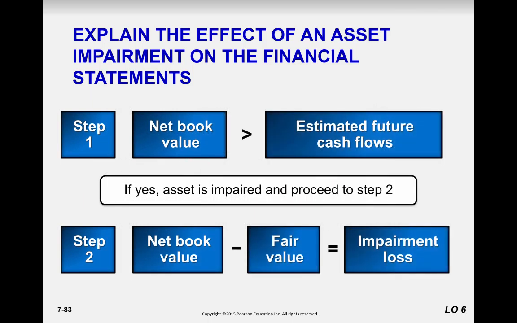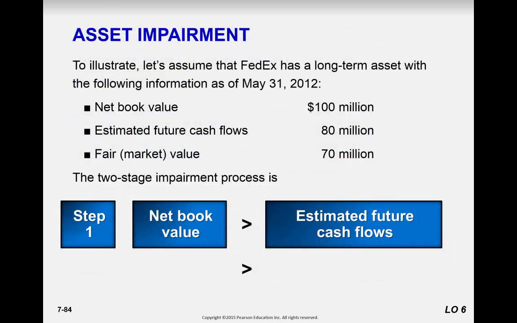So if our net book value is greater than our cash flow, and if yes, the asset is impaired, then we must go down to step 2, which is we take our net book value minus our fair value, and that is our impairment loss.